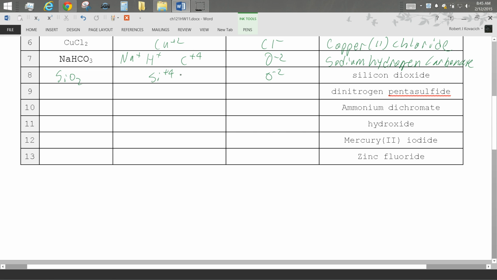So I've got dinitrogen pentasulfide. What's the formula here? N2S5. Okay. And my sulfur is going to be a -2. And then that makes my nitrogen a +5. Oops, I didn't write that right. N +5, S -2.